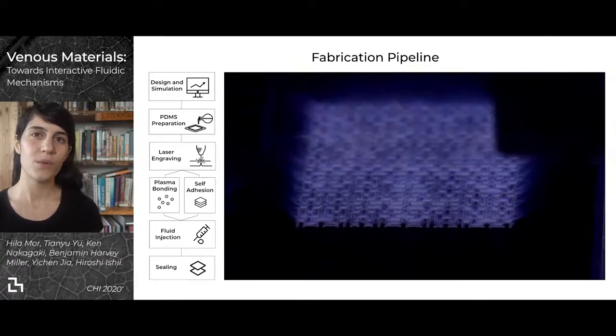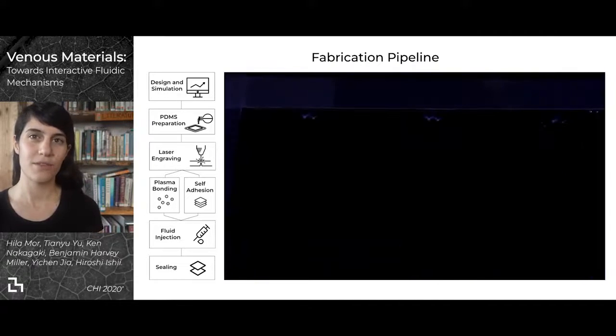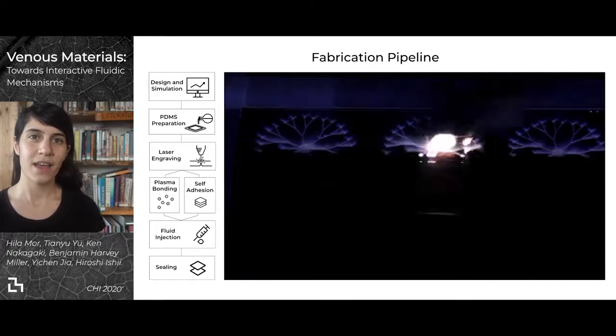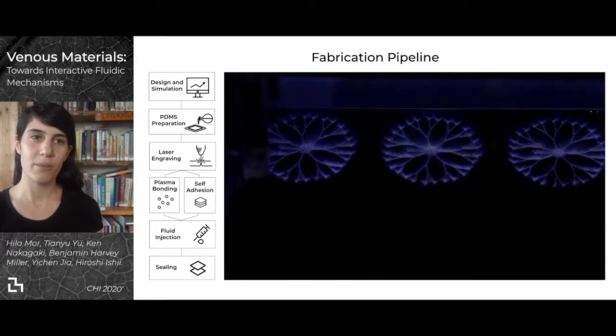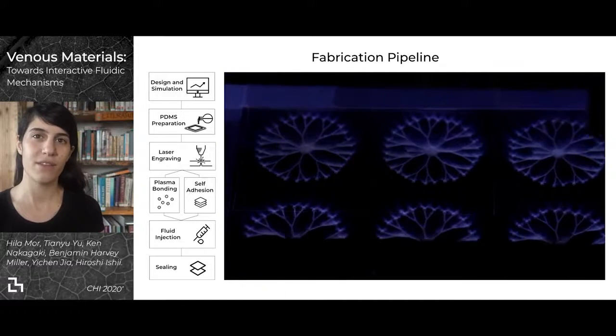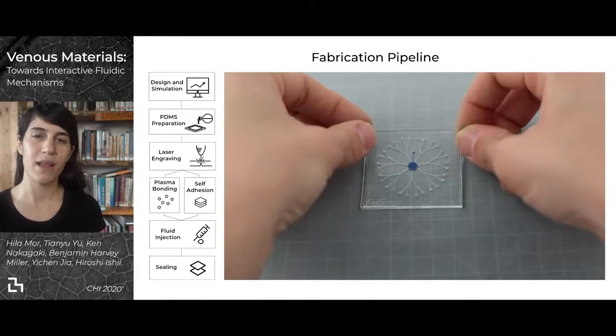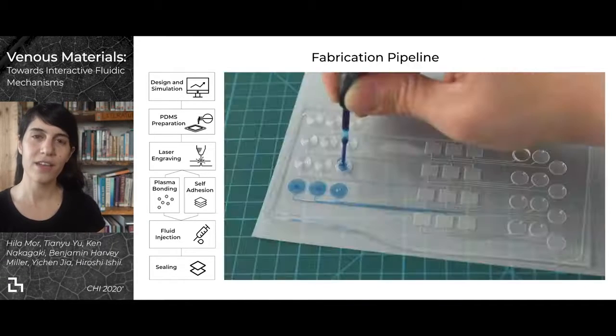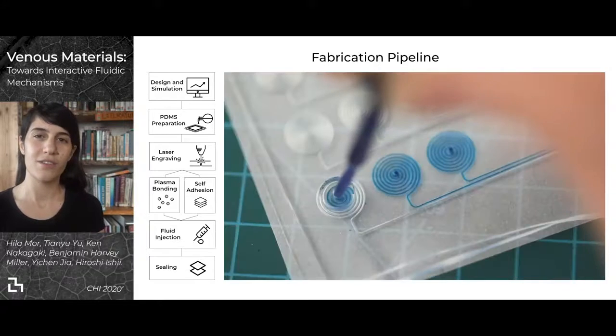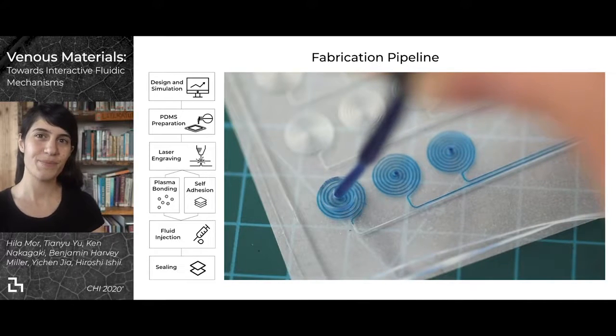So now that we went through the design tool, we can go to the fabrication pipeline. And after we prepare the PDMS, we laser engrave the material, and then we manually layer by plasma bonding or self-adhesion. And finally, we inject the fluid and seal the material.